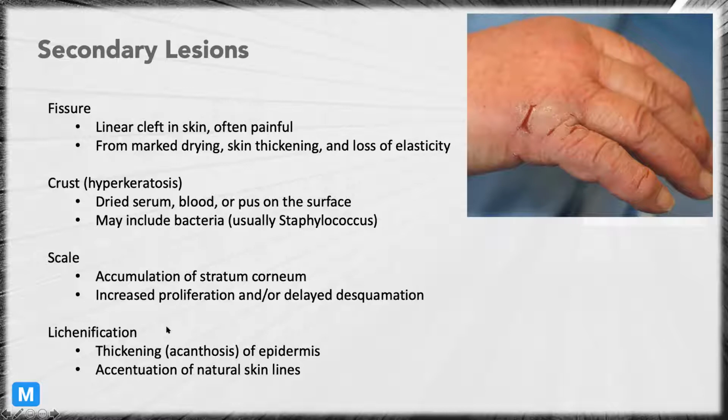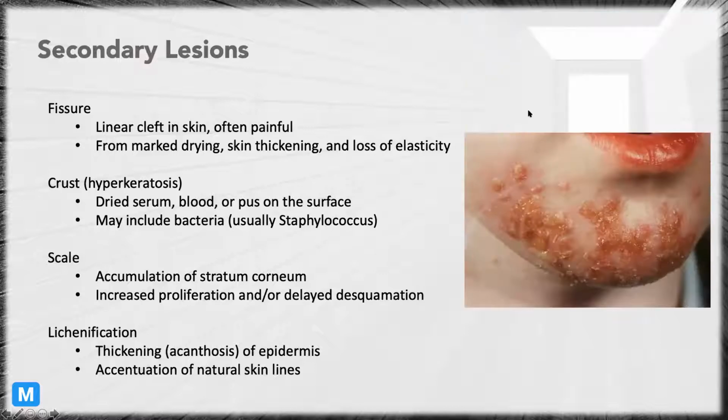Basically, a fissure is a linear lesion or linear cleft on the skin. It's usually painful, and around the cleft there is going to be significant drying of the skin, thickening of the skin, or even loss of elasticity. You can compare here with here. You can appreciate the differences between those two areas of the skin. So this is a fissure.